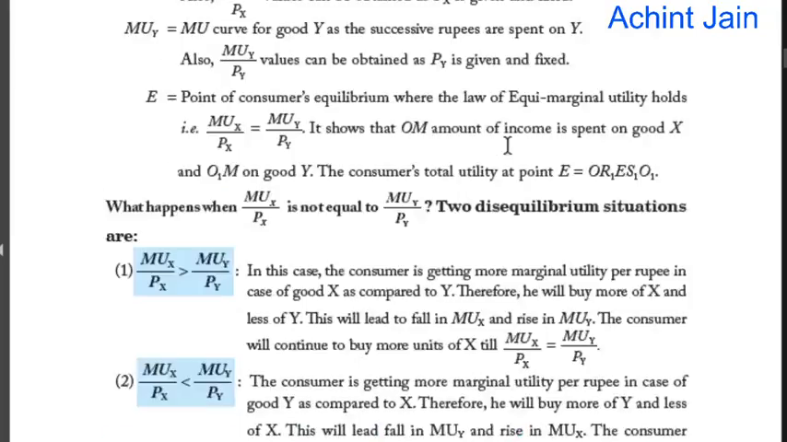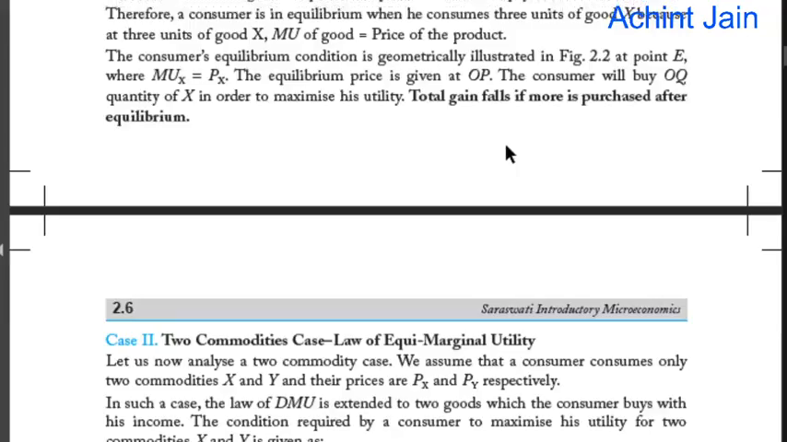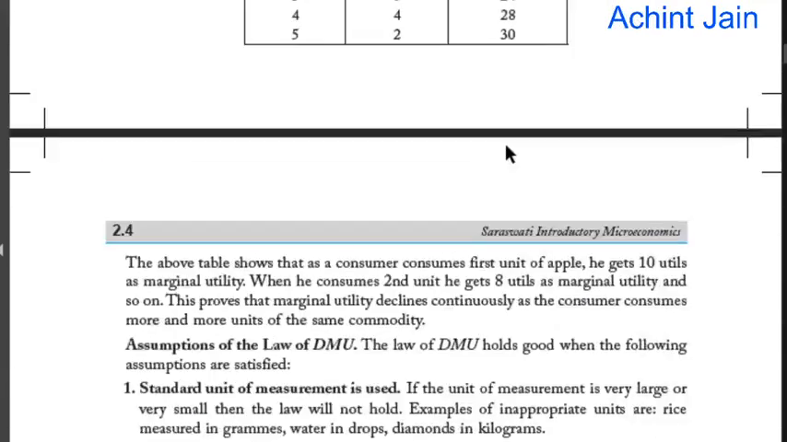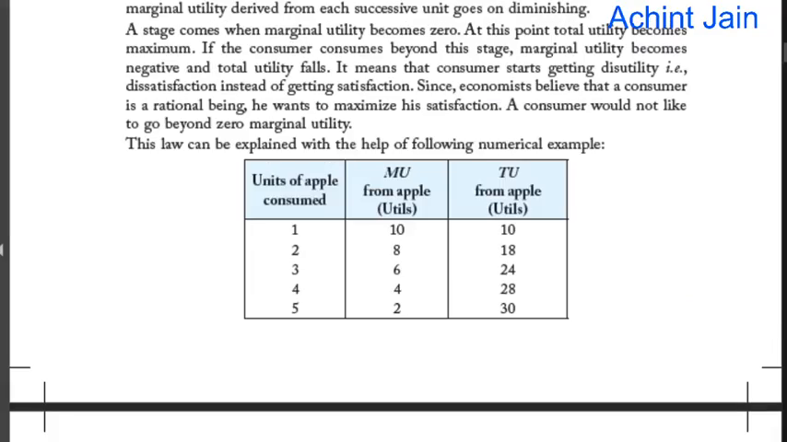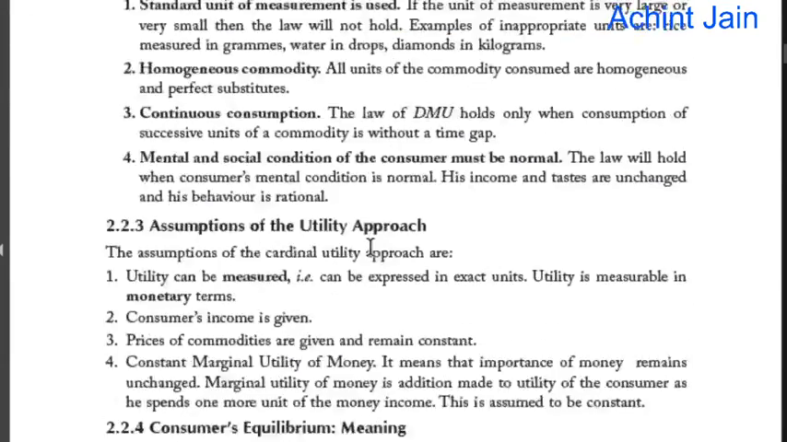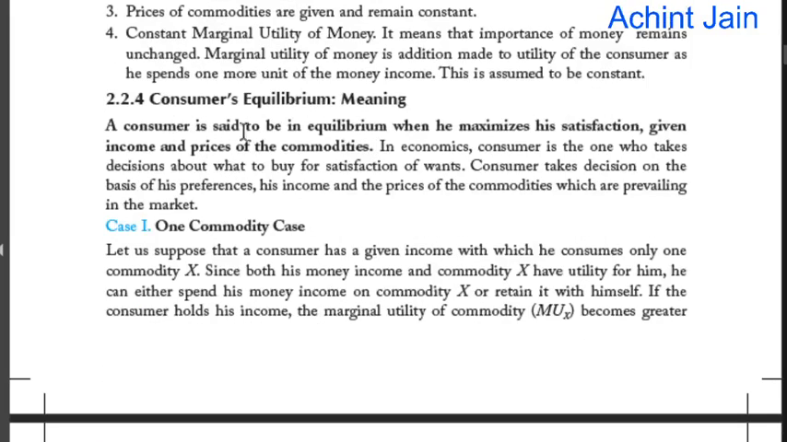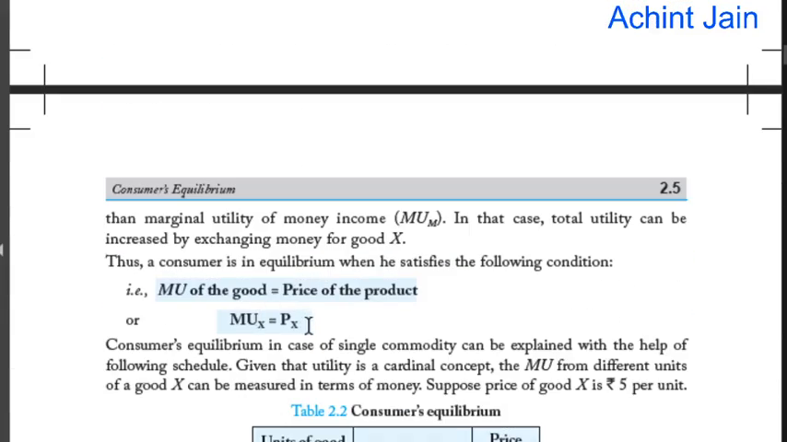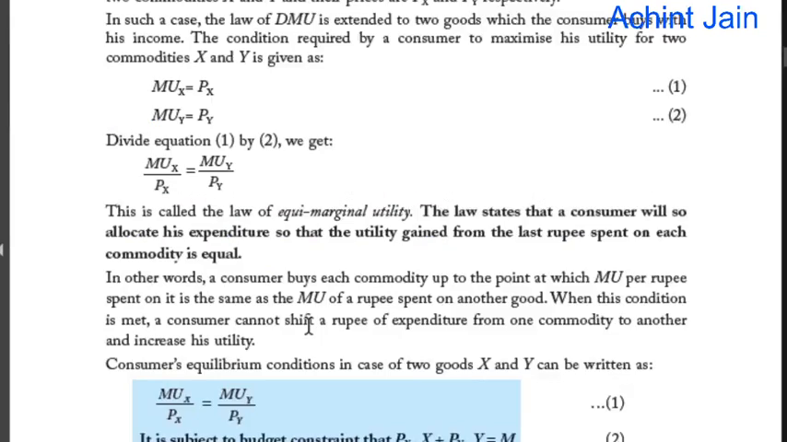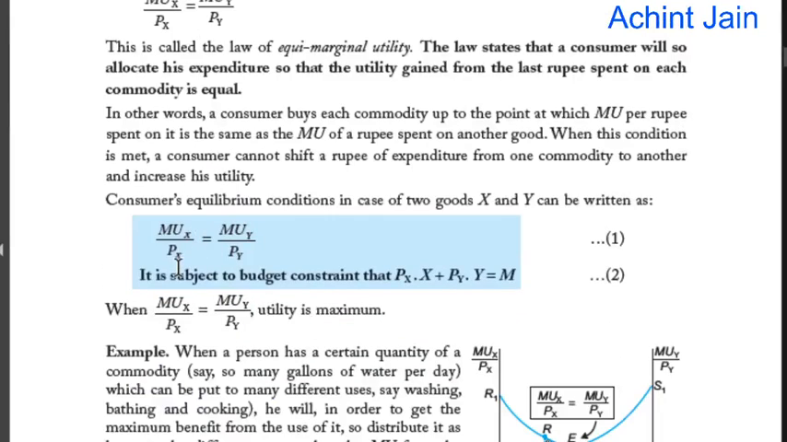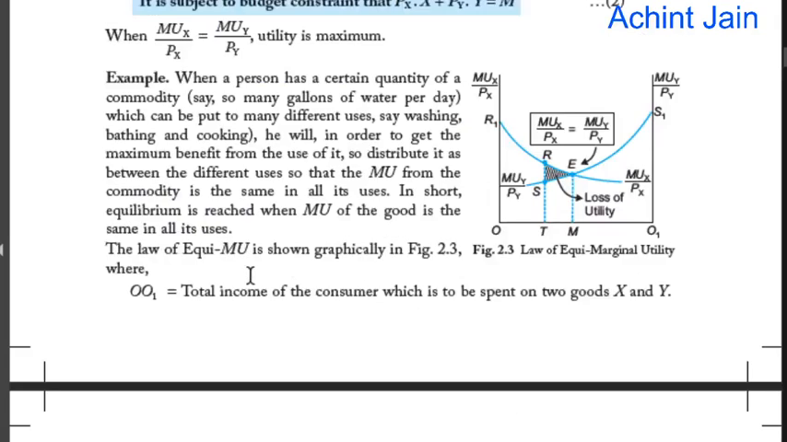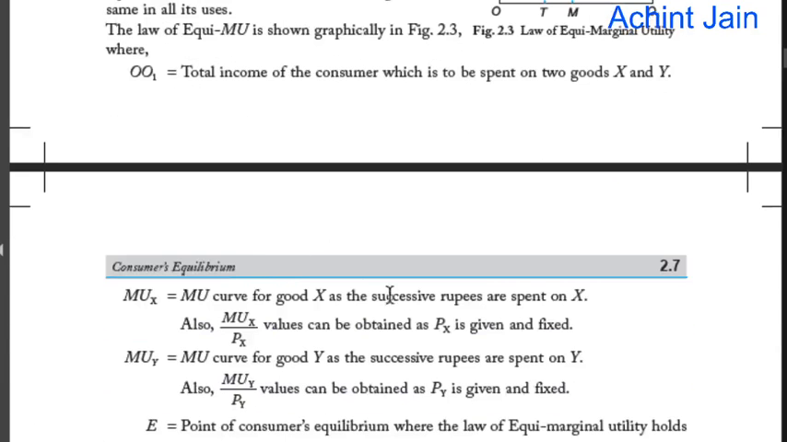Today, once again to revise what we discussed: the law of diminishing marginal utility, where when you increase the number of successive units, the additional utility of the product goes down. Next are the assumptions, then the meaning of consumer and consumer equilibrium, then the one commodity case, MUx equal to Px, and then the two commodity case, MUx divided by Px equal to MUy divided by Py, and their diagram.